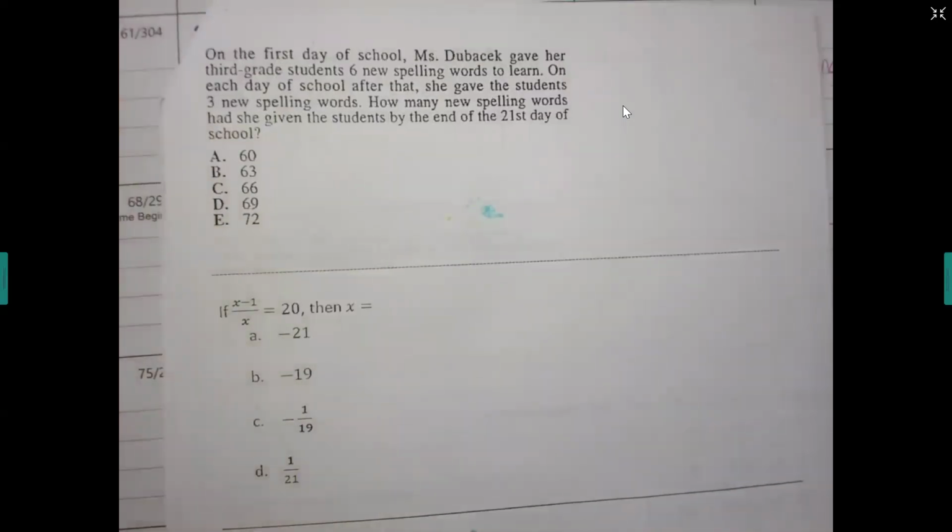Yeah, let's do the word problem. All right, so it says on the first day of school, Mrs. Dubacek gave her third grade students 6 new spelling words to learn. On each day after that, she gave them 3 new spelling words. How many new spelling words would they know by the end of the 21st day?